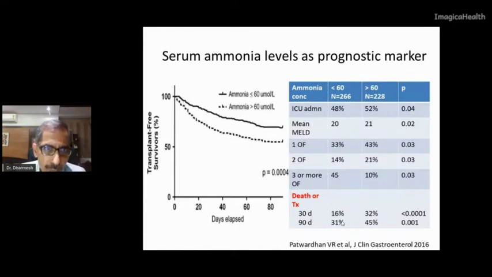The values that they used were ammonia values less than 60 and greater than 60, and mind you, these were venous values. As you can see in the table, patients who were admitted with values of greater than 60 had a higher chance of going to the ITU, had a higher mean MELD score, had higher organ failure scores as per the CLIF-SOFA scoring system, and also had a higher incidence of death or transplant at both 30 days and 90 days. So this study showed that the admission ammonia values, and what happens to them during the course of the hospital stay, actually govern the organ failure scores as well as outcome for these patients. And this is in the negative direction.